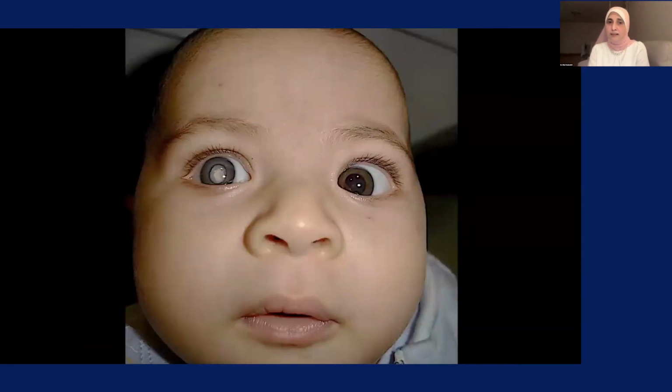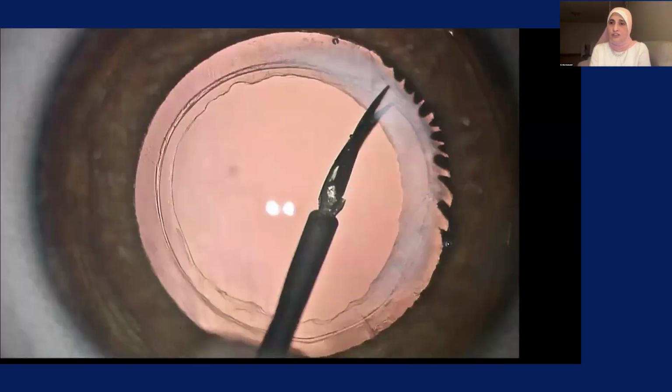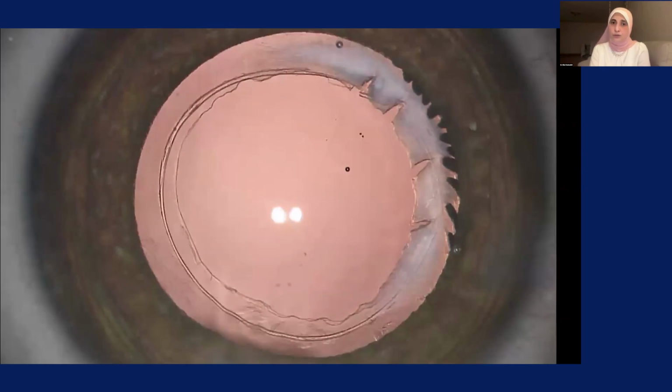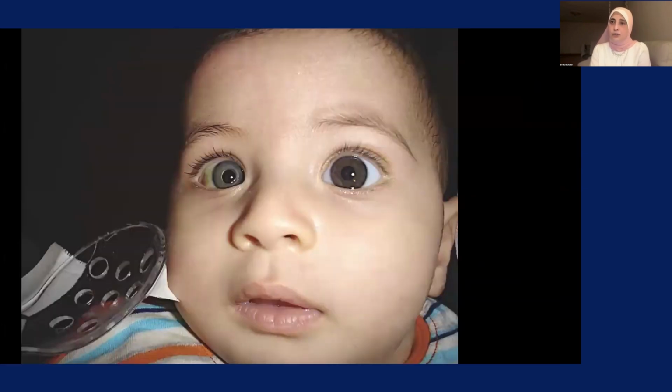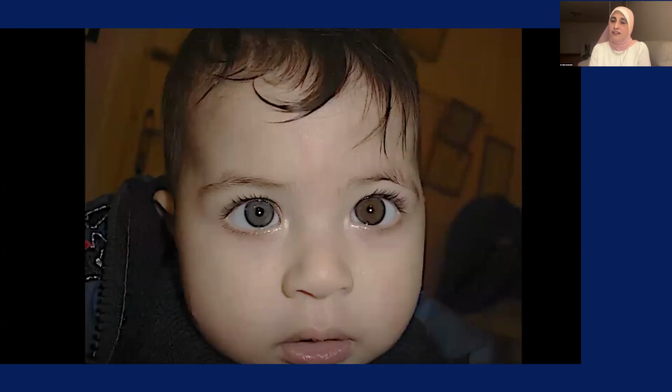This is a final baby with a congenital cataract, persistent fetal vasculature, and heterochromia. Here with magnification, this is his surgery. At conclusion of surgery, immediately after surgery, fitted with aphakic glasses. A few months later, straight eyes, time for secondary IOL implantation.